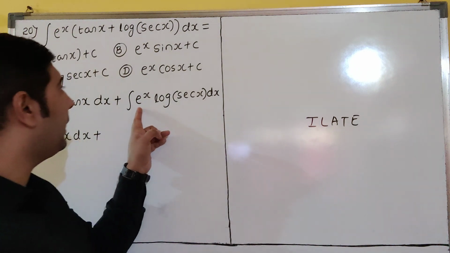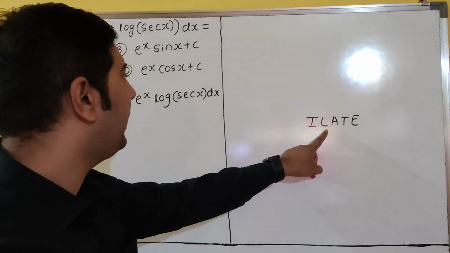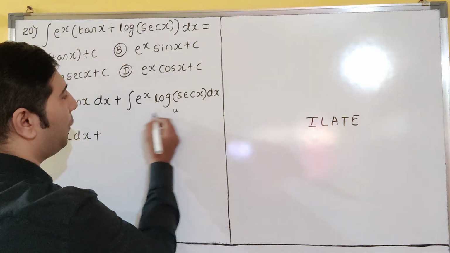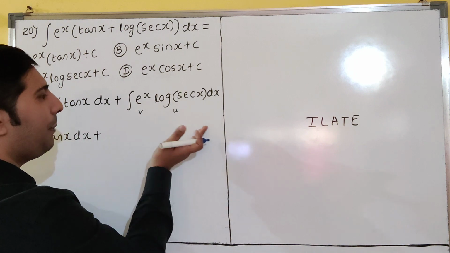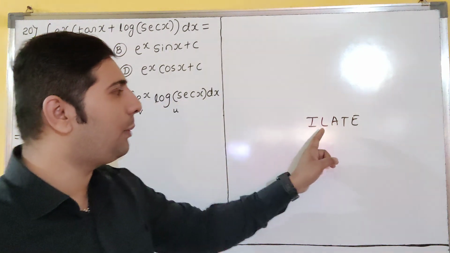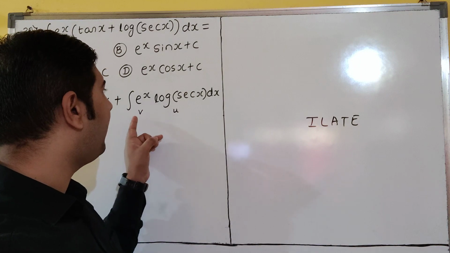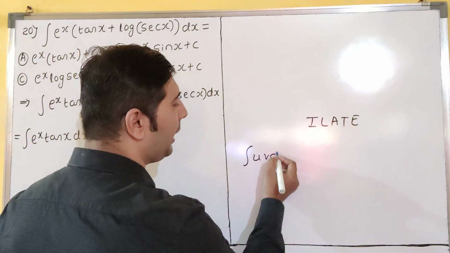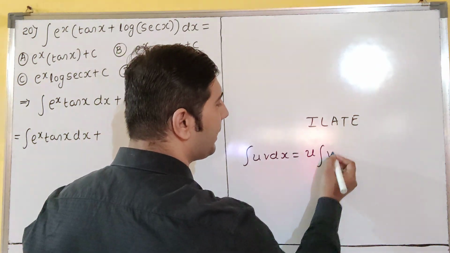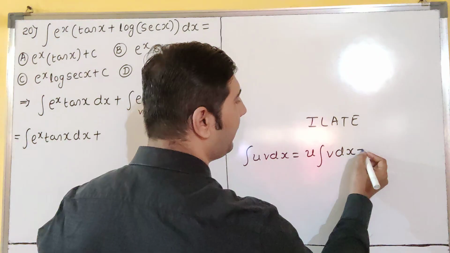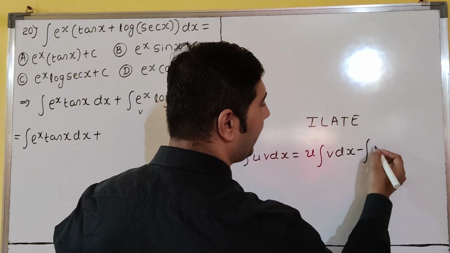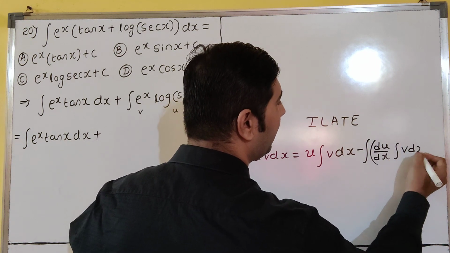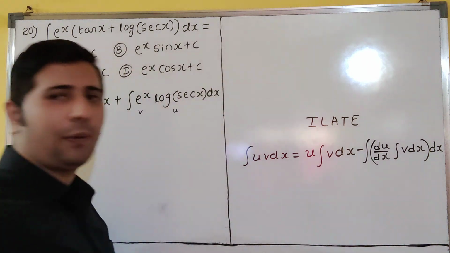So now here e raised to x is what? Last term. And log of sec x is what? Logarithm, no? So this is nothing but u, which comes first, that is u. And what comes later, that is v. u into v formula, you know. Those who don't know, you see here: u is written as is, integration of v I have to take, and then minus integration of derivative of u into integration of v dx, into dx. This is the formula, dear students.